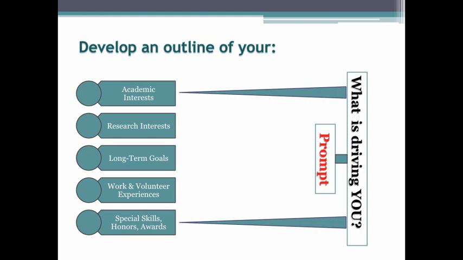Now, here is how to develop an outline, right? So you have your prompt. What is driving you? This is where you're going to list your academic interest, your research interest. What are your long-term goals? Where do you see yourself 5, 10 years from now? Do you see yourself as a director of a program? Do you see yourself as a professor? Maybe a professor at a community college, a 4-year institution, a Hispanic serving institution, or a historically black college? Or where do you see yourself? You have to list your long-term goals.